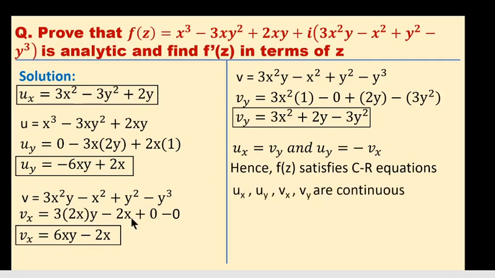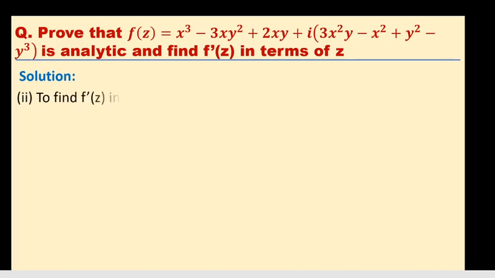Also, these 4 partial derivatives are continuous. This is a statement you have to just make here. Therefore, we can say f of z is analytic. So we have proved the first thing that we had to do, and that is to show that f of z is analytic. Now let us get to the second part, that is we have to find f dash z in terms of z. Now how to do that?